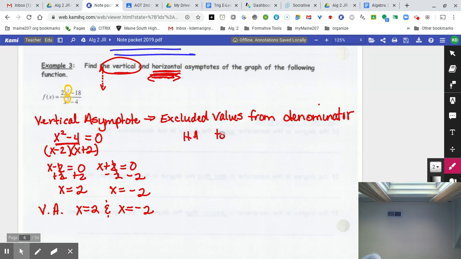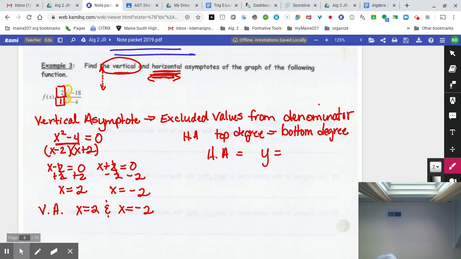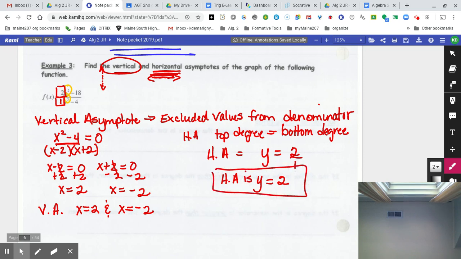If my top degree is equal to my bottom degree, then my horizontal asymptote is going to be y equals the ratio of the two lead coefficients, 2 and 1. So your horizontal asymptote is 2 over 1, and I can simplify that if you want. So my HA is y equals 2.